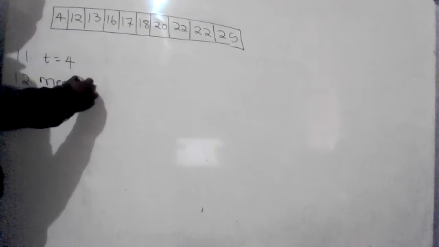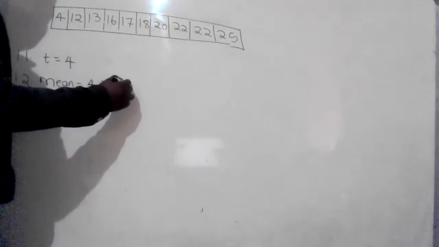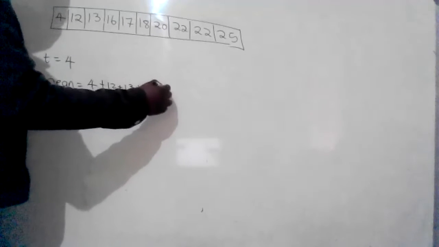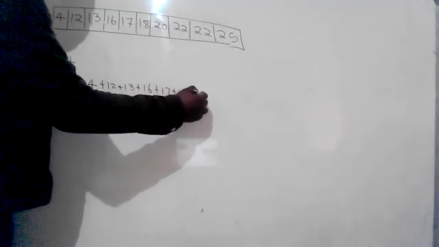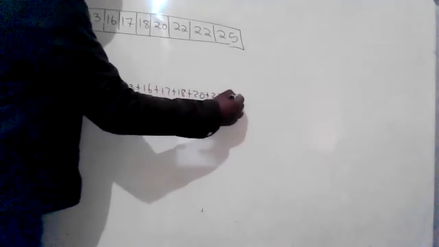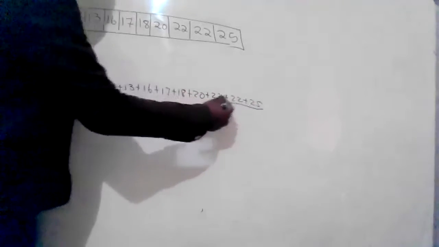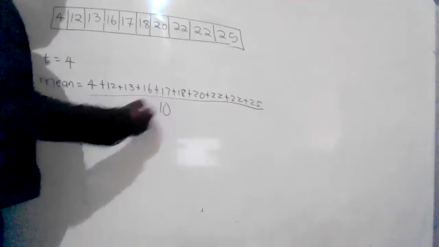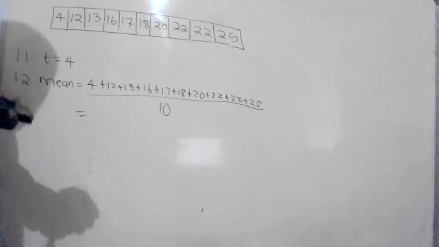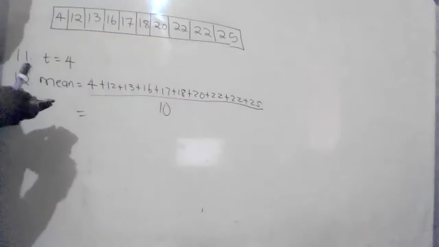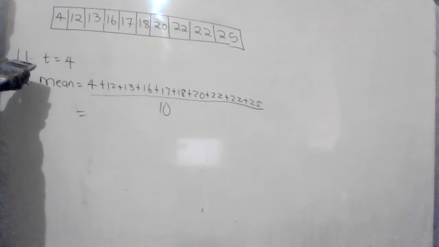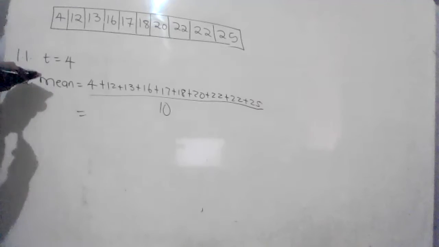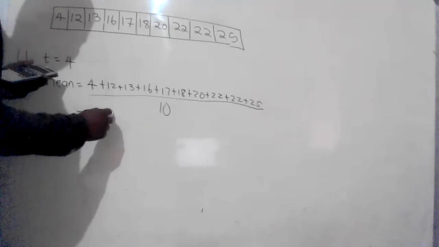So then now we're going to say 4 plus 12 plus 13 plus 16 plus 17 plus 18 plus 20 plus 22 plus 22 plus 25. And then you must divide this by what? You divide by 10. That is the formula for calculating the mean. You mustn't forget this. Then now let's see what value do we get for mean. It's 4 plus 12 plus 13 plus 16 plus 17 plus 18 plus 20 plus 22 plus 22 plus 25. So that will give us 169, right?